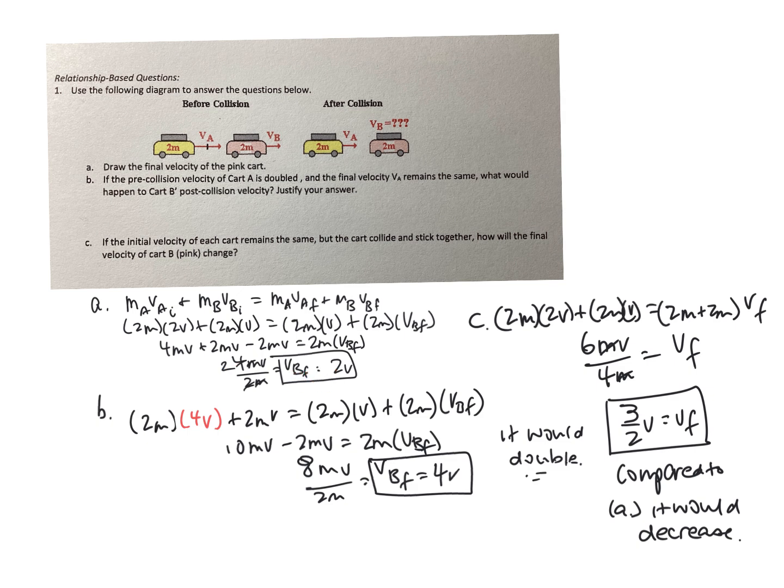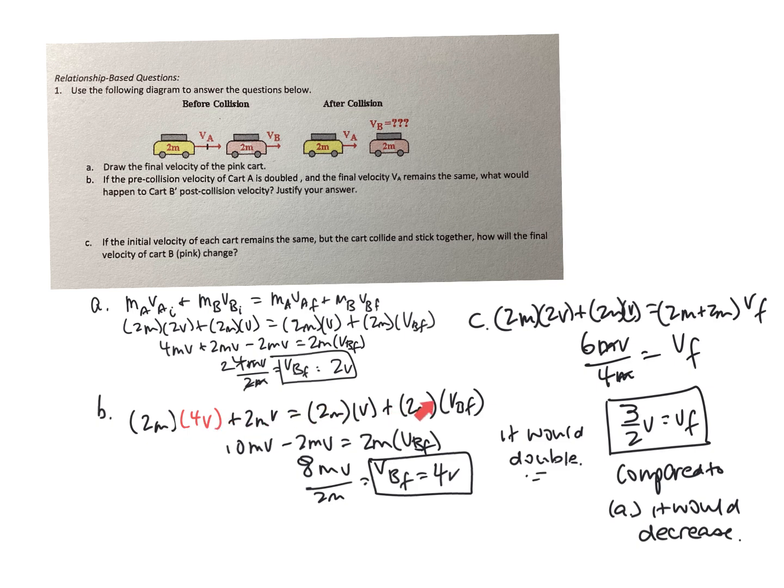Okay, so what happens to this guy? His final velocity is doubled. He went from v to 2v. Then they ask, okay, if I were to double this velocity, but the final velocity stayed the same, what would then happen to this guy? Fine. You could work it out if you want to.